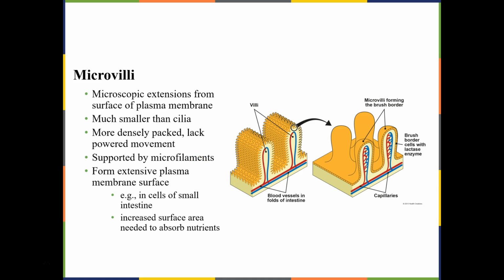And the last structure that I like to talk about is microvilli. Microvilli are very small extensions of the plasma membrane. They're very, very densely packed extensions, and their major job is to increase surface area for absorption. So we find a lot of microvilli in intestinal cells, as well as in the nephrons of our kidneys, where we have a lot of filtration and reabsorption occurring.